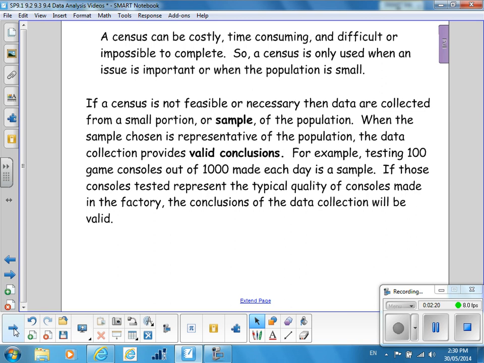For example, testing 100 game consoles out of 1,000 made each day is a sample. If those consoles tested represent the typical quality of consoles made in the factory, the conclusions of the data collection will be valid.